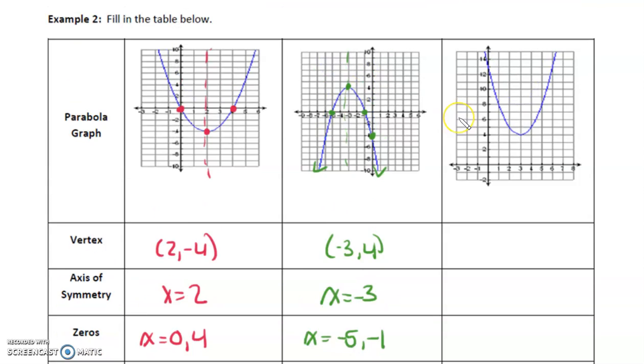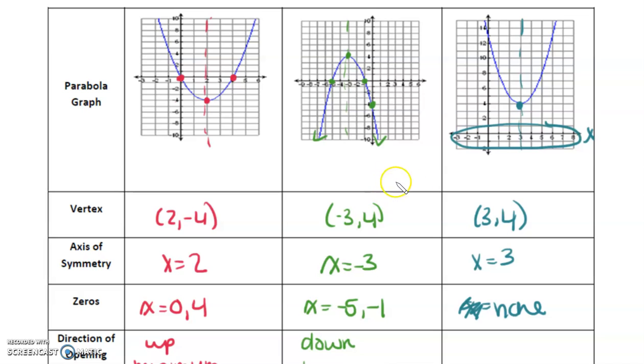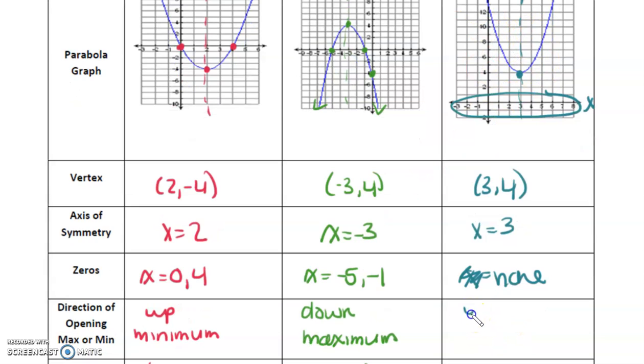Okay, last one. First, we're going to start with the vertex, which is located here at (3, 4). The axis of symmetry is that x value, which is 3. And the zeros, well, there's none. We look at the x-axis, there's no zeros. And that's okay, it can still exist. It looks like a happy face, so the direction of opening is up, and therefore it has a minimum.